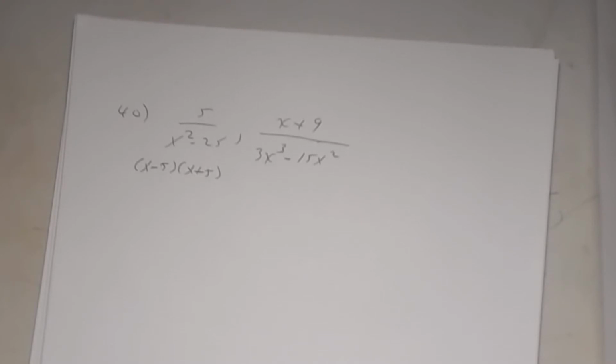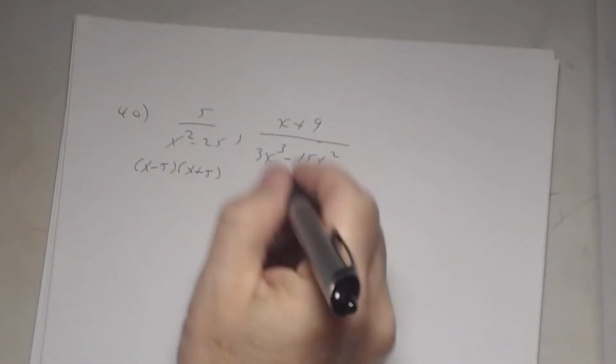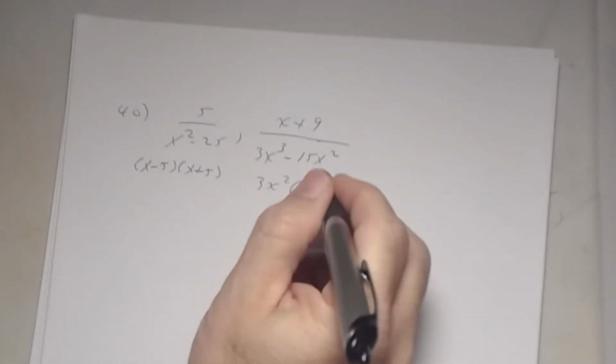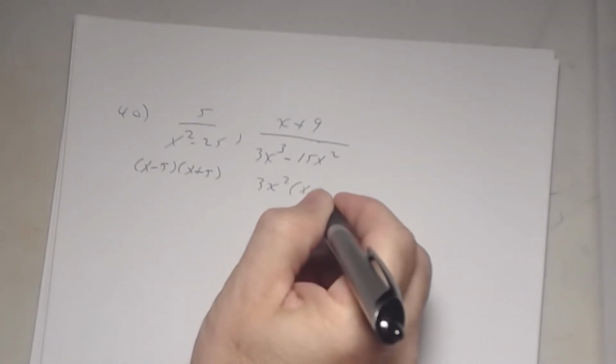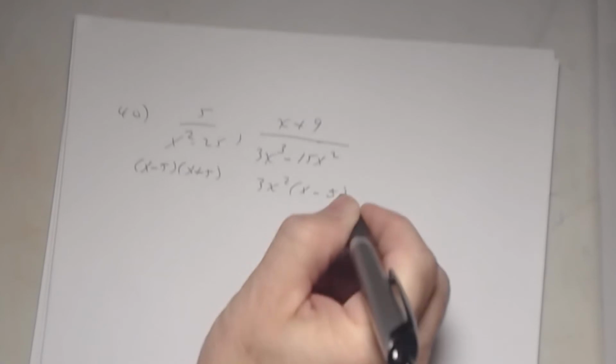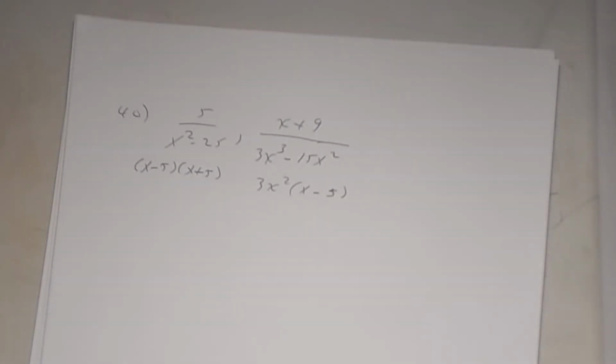What's the GCF? 3x squared. 3x squared times? Yep. All right, so that's where we're at. So we factored. All right, now let's talk about the LCD.